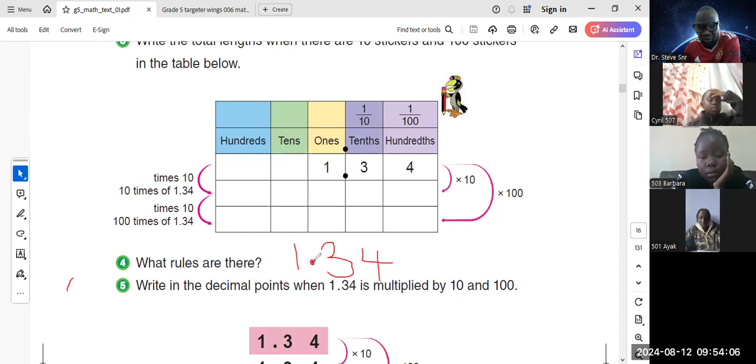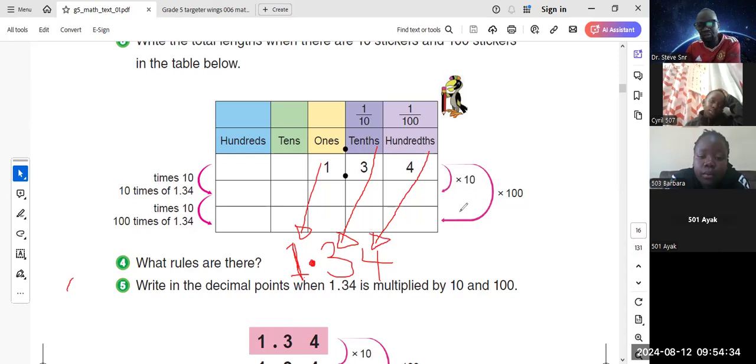1.34. We have said before the decimal place, this is 1. So before the decimal place, this is ones. Now, after the decimal place, the next number, this 3, becomes tens as the place value. Then this one will be hundredths.